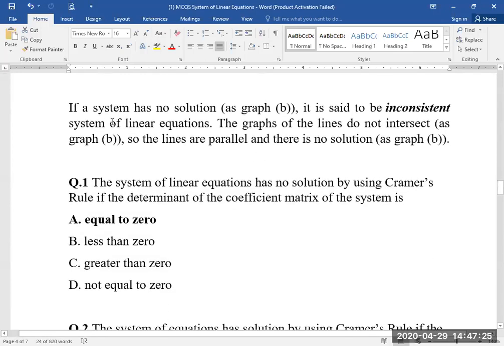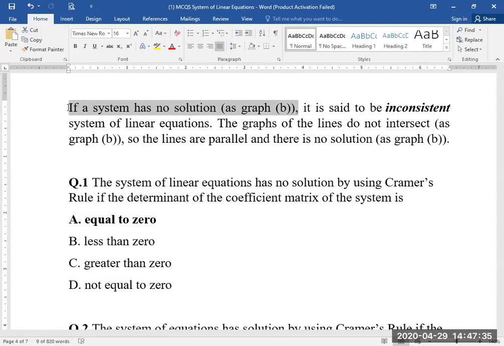Okay, and what if the system has no solution? It is written here. If a system has no solution, as in graph B, both the lines are parallel, so they will not meet each other. Therefore, there is no solution between the two equations in graph B. It is said to be inconsistent. Then there is no solution, and we say it is an inconsistent system of linear equations. The graphs of the lines do not intersect, as in graph B. So the lines are parallel and there is no solution.